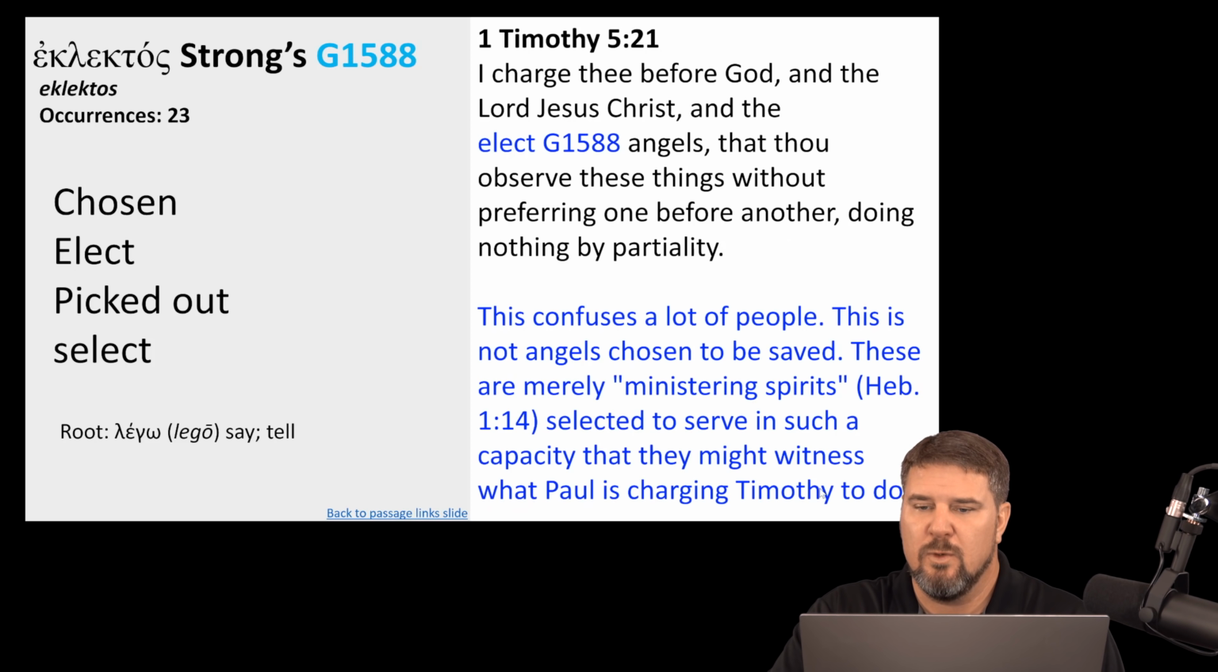1 Timothy 5:21, "elect angels." Now this concept confuses a lot of people. This is not angels chosen to be saved. These are merely ministering spirits, like in Hebrews 1:14, selected to serve in such a capacity that they might witness what Paul is charging Timothy to do.